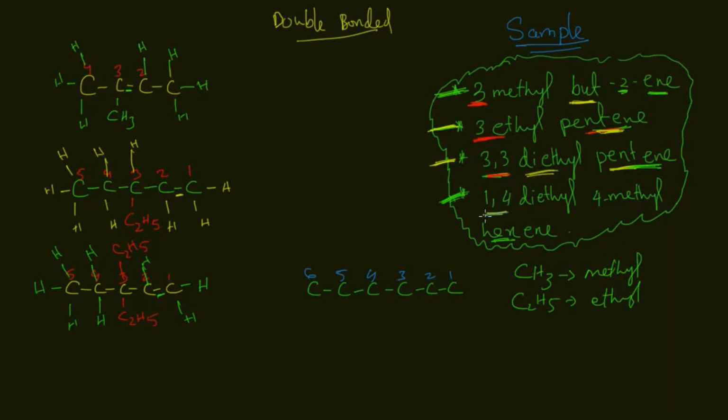From the name itself I can see 1, 4 means number 1 has an ethyl group and number 4 has an ethyl group. So 1, 4 diethyl, 4 methyl. There is an interesting point that at carbon number 4 there is even a methyl group. So it's possible that a single carbon can have both different groups, or in this case both the same group. So any combination is possible. Alright, so 1, 4 diethyl and 4 methyl is done.